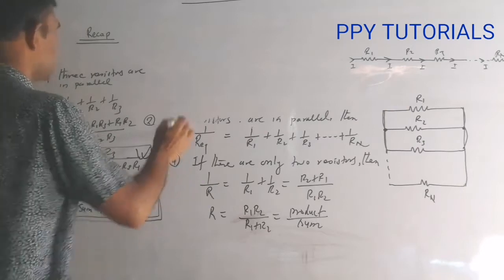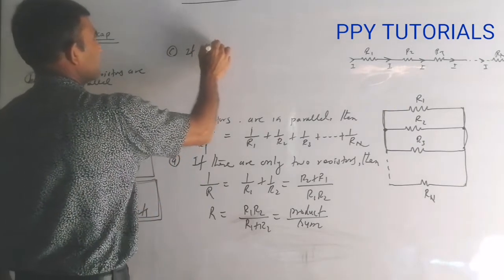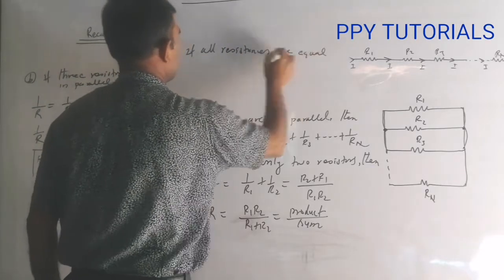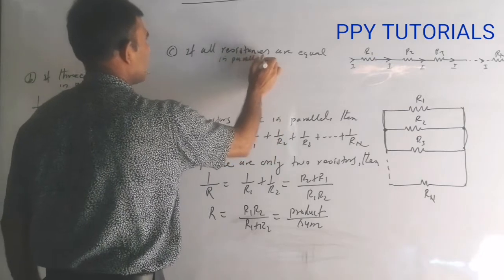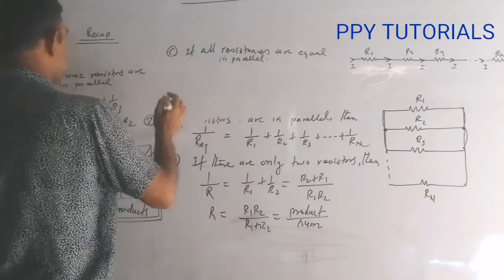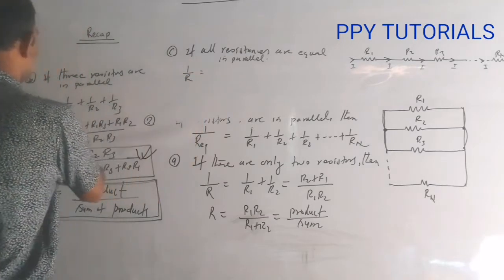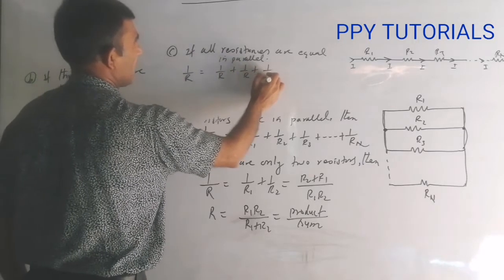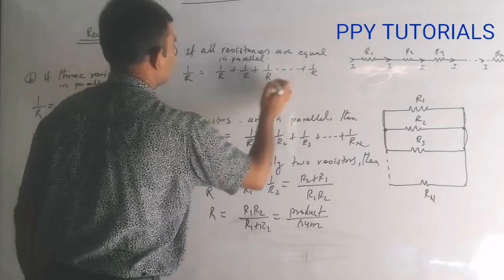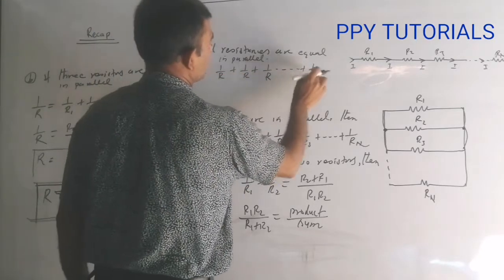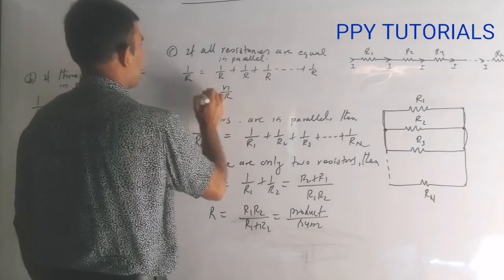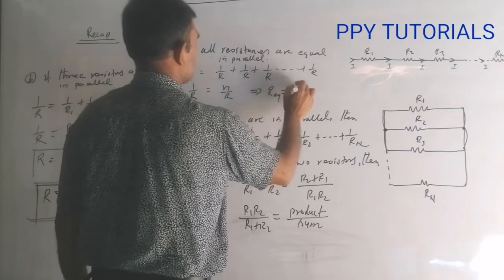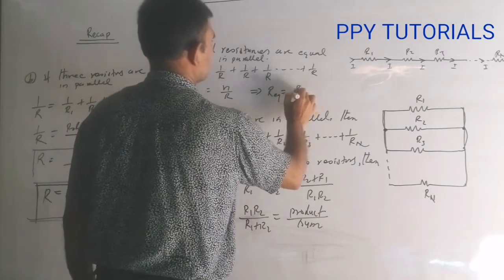Okay, and for the third case, if all resistances are equal in parallel, what will be your easiest formula? See, all are equal, all are R, so we'll get 1 by R plus 1 by R plus 1 by R, and so on. How many R are there? 1, 2, 3, 4 up to N. So we get N upon R, so 1 by R equals N upon R. This implies your equivalent resistance will be equal to simply R by N.